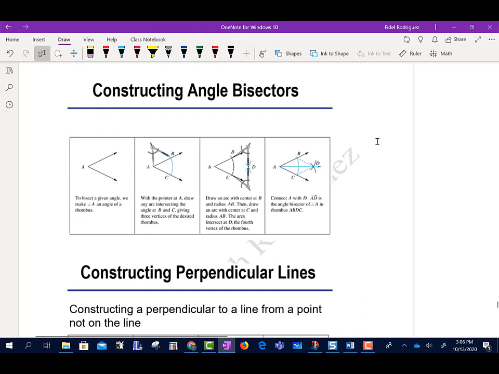Constructing angle bisectors. It says to bisect a given angle, we make angle A an angle of a rhombus. With the pointer at A, we're going to draw any arc intersecting the angle at B and C, giving 3 vertices of the desired rhombus. We're now going to draw an arc with the center at B and radius AB. Then we're going to draw an arc with center at C and radius AB. The arcs intersect at D, the fourth vertex of the rhombus. Connect A with D, and ray AD is the angle bisector of A in rhombus ABCD.